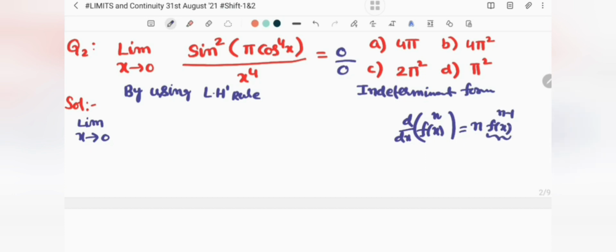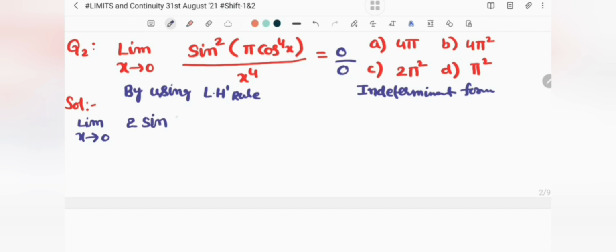Again this function we have to differentiate. F of x derivative is f dash of x. This is the way I am going to differentiate the function. Just for understanding purpose I am writing. So limit x tends to 0, sin square of means 2 into sin of pi cos power 4x whole power 2 minus 1.